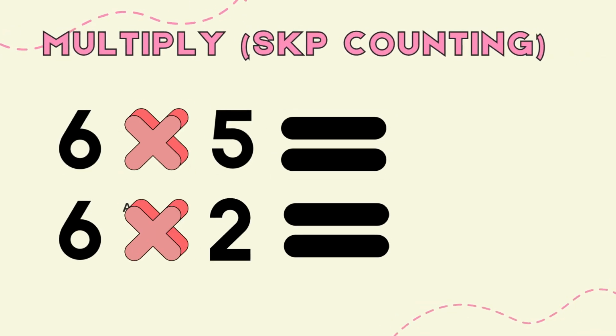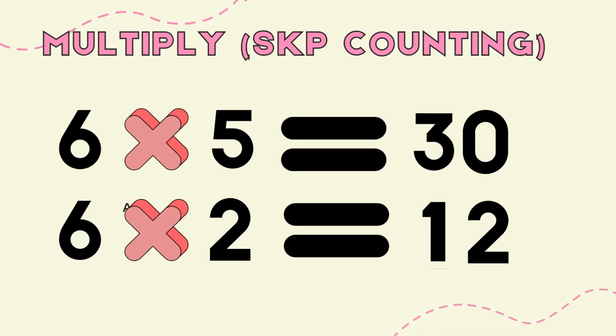Now we're going to multiply each multiplication equation. So what is 6 times 5? 5, 10, 15, 20, 25, 30. So 6 times 5 is 30. Now we have to figure out what is 6 times 2. 2, 4, 6, 8, 10, 12. Yes, so 6 times 2 is 12.